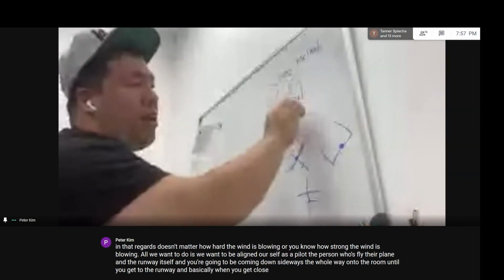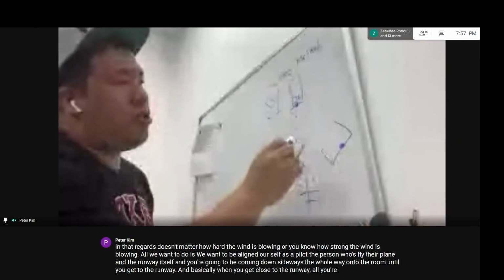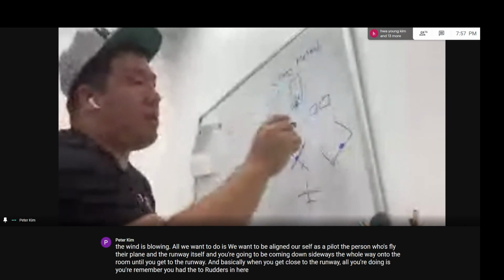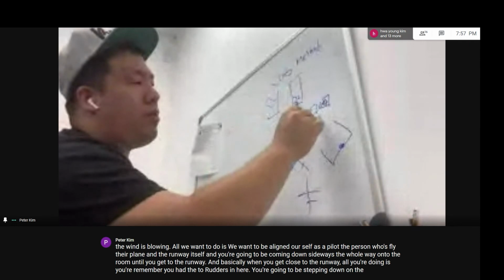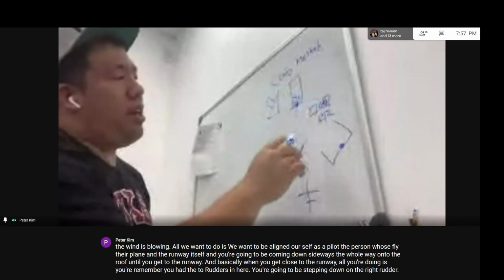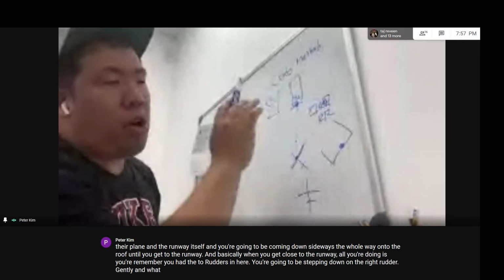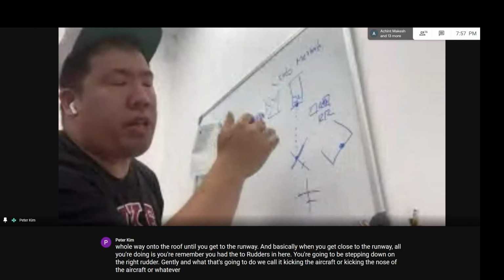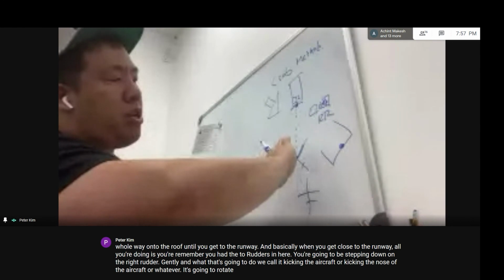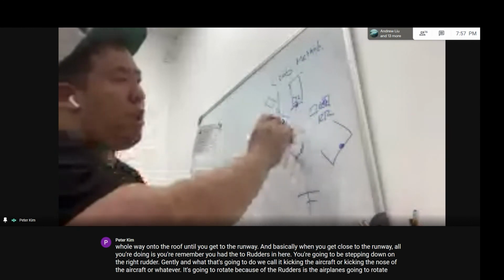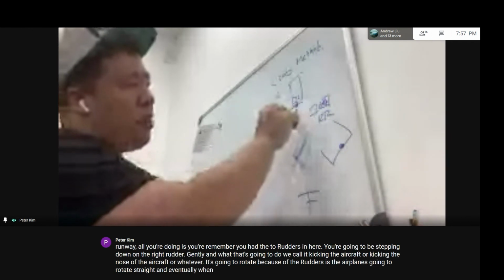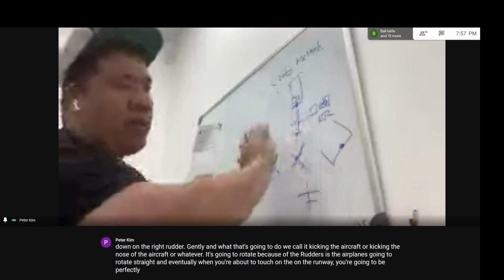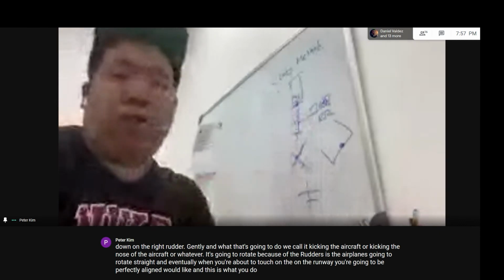All you're doing is, remember you had the two rudders in here. You're going to be stepping down on the right rudder gently, and what that's going to do, we call it kicking the aircraft or kicking the nose of the aircraft. It's going to rotate because of the rudders. The airplane's going to rotate straight, and eventually, when you're about to touch on the runway, you're going to be perfectly aligned. And this is what you do when you're in ground effect.